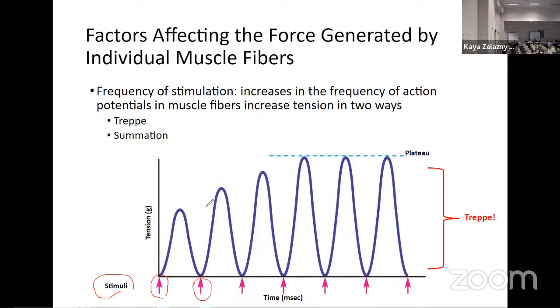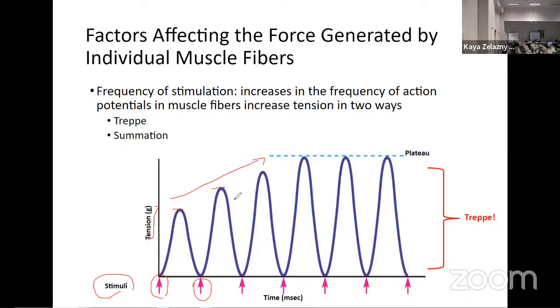We're going to see that for each twitch, this is tension on the y-axis, right? So this is one reaction to one stimulus. This is a second reaction to a second stimulus, and so on. You can see that as we activate a muscle like this, for a little while, we see tension increasing, right?